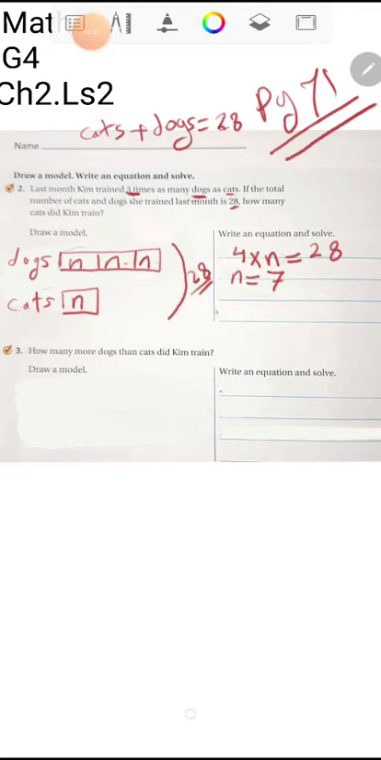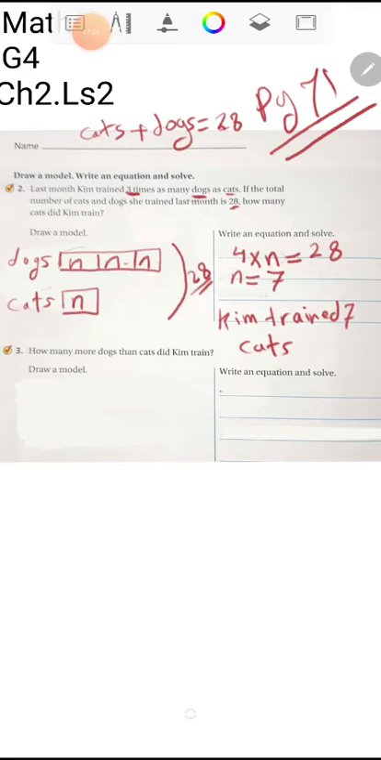So Kim trained 7 cats. And this is the answer for this question. So these are the steps to solve comparison problems. Okay? Let's see number 3.